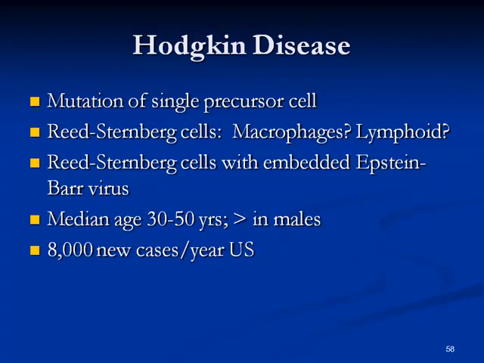We're still trying to figure out what those Reed-Sternberg cells are, if they're macrophages or some other kind of lymphoid cell. One thing we see is a lot of them have Epstein-Barr virus in them, which is interesting because here it comes again. The median age is 30 to 50, but you tend to think of this as young adults, although it does happen in older people as well.